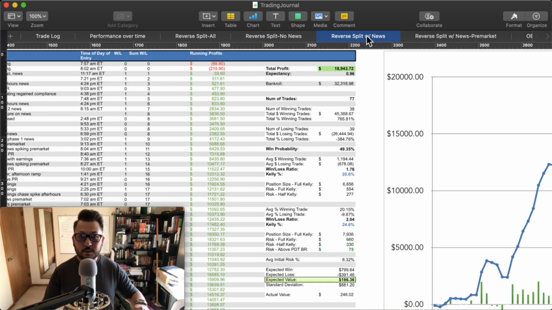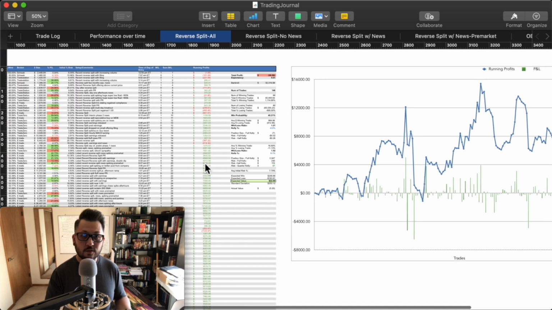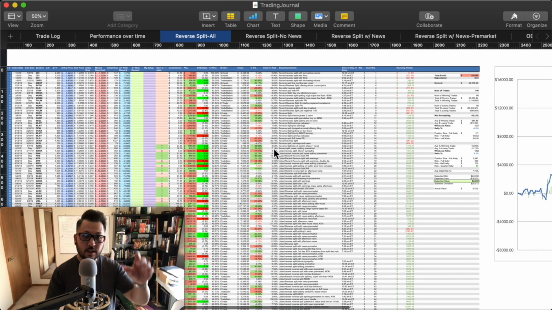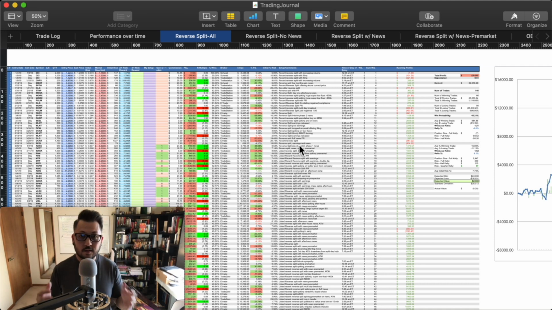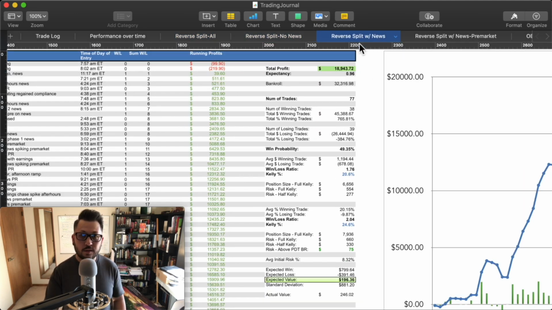Looking at the flip side, I took basically all the trades from this initial reverse split spreadsheet and took out the rows. I found all of them because I put notes in this setup and comments column saying whether or not it had news, earnings, some SEC filing, or no news. Based on those comments, I can split that up into the ones with no news, which we just looked at, and the ones with news.